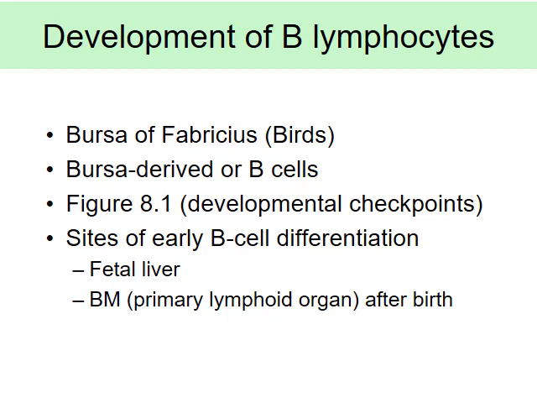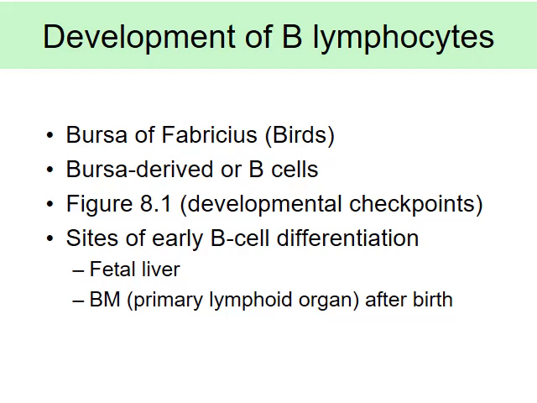So development of B lymphocytes. They're called B lymphocytes because the first time it was discovered was in birds, in a bursa which is called fabricius. Bursa fabricius, that's what we call it, B cell. Bursa derived, but now we also call them B cell because we think maybe they are produced in bone marrow, but that's not the correct origin of the word.